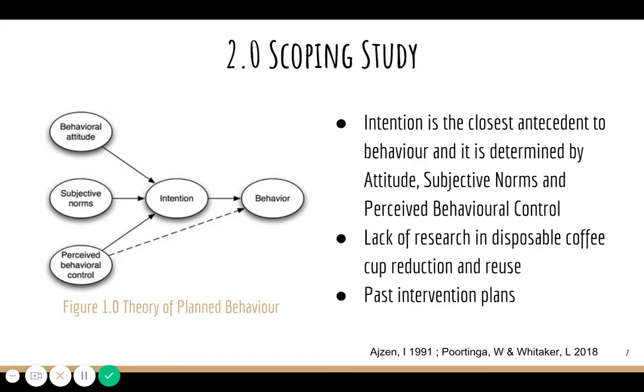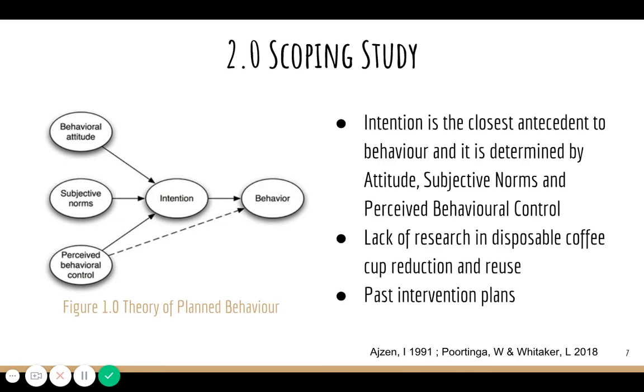Theory of planned behavior has been widely used to study multiple forms of environmental consumer behavior. According to the theory, intention is the closest antecedent to behavior and is determined by attitude, subjective norms, and perceived behavioral control. There were not many studies focused only on disposable cups, but rather other similar environmental sustainable behaviors. It is also found that past research has mostly focused on reduce and recycle but not reuse. For past intervention plans, the researchers found that charging on disposable coffee cups is more effective than promoting the use of reusable cups or offering a discount for not using disposable cups.